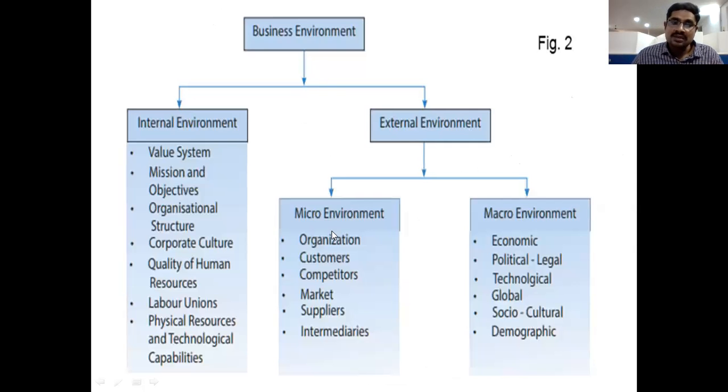So the micro environment factors are customers, competitors, market, suppliers, and intermediaries. Intermediaries means middlemen, distributors, dealers, wholesalers, and retailers. Suppliers are those who supply the materials, along with the competitors and the customers. These are all related to the company, but these persons do not belong to the employees and employers of our organization. And the macro factors are economic factors, political and legal factors, technological factors, global and socio-cultural factors, and demographic factors. These also relate to the company, but are not part of the internal organization.